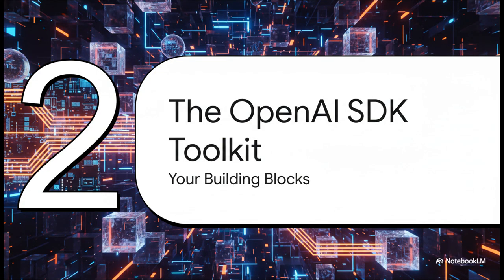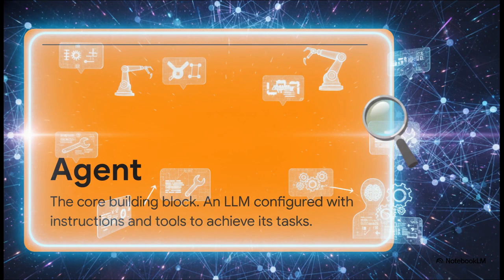So what's actually inside this toolkit? Well, it all boils down to a few fundamental building blocks. Let's take a look at what we're working with. First up, you have the agent itself. This is the heart of the whole operation. Don't just think of it as a model. Think of it as a specialized worker. It's a large language model that you've given a very specific job description. Those are its instructions, and a set of tools so it can actually do its job.